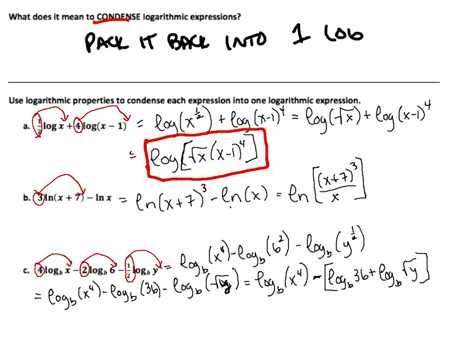So inside my brackets, I can turn that back into multiplication. So log base b of x to the 4th minus, packing it back into one logarithm, log base b of 36 square root y. And subtraction turns back into division of the same log. Log base b of x to the 4th over 36 square root y. And that's it. Packed back into one logarithm.